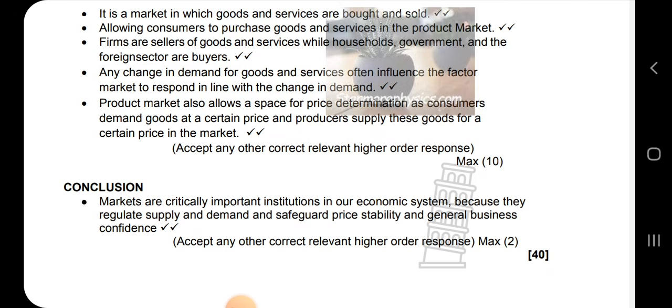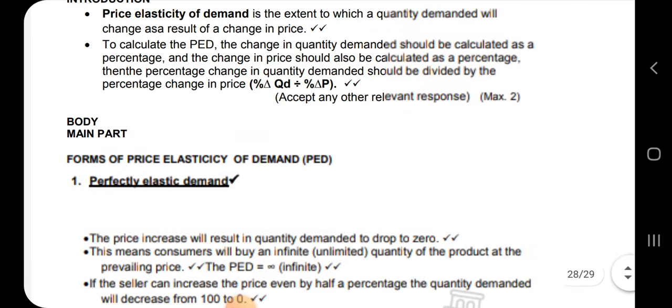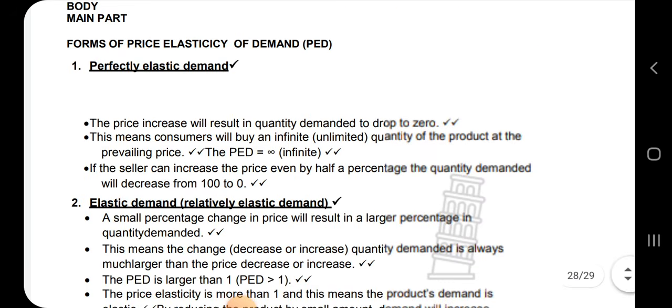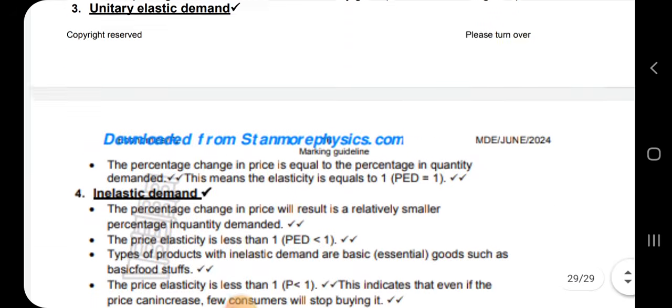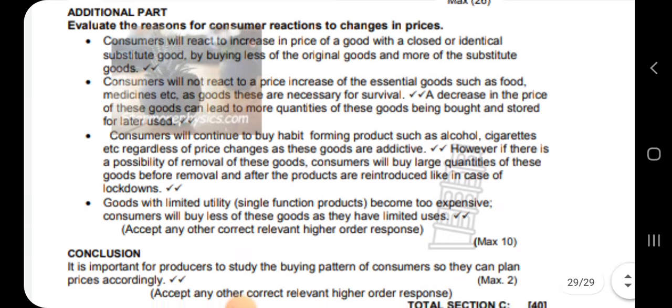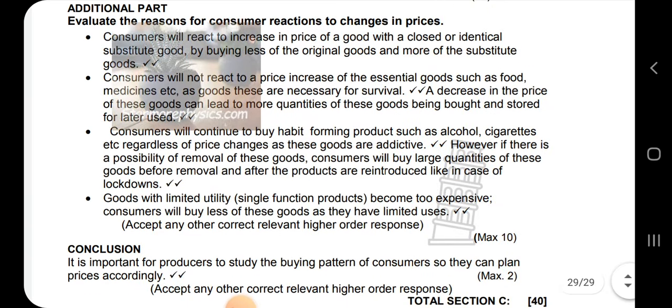No, before that, this one, the perfect elastic demand, you saw it without the aid of a graph. Now I'm just going to show you the additional part on question 6. This is how you answer the additional part, and that is the conclusion. And let's look at paper 1.